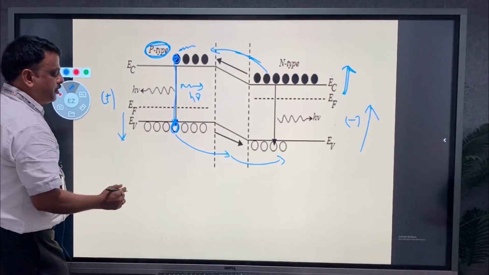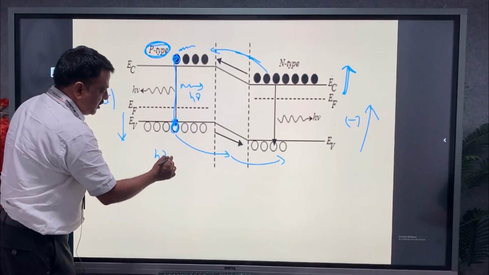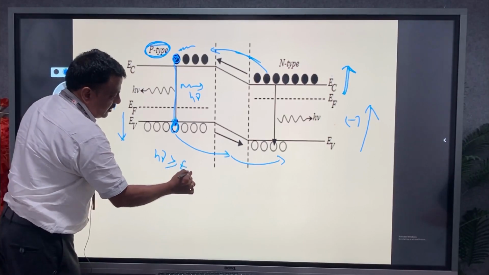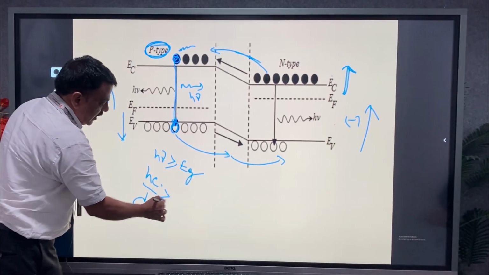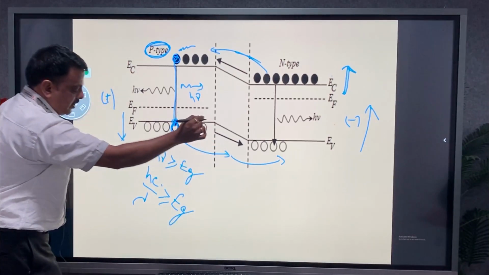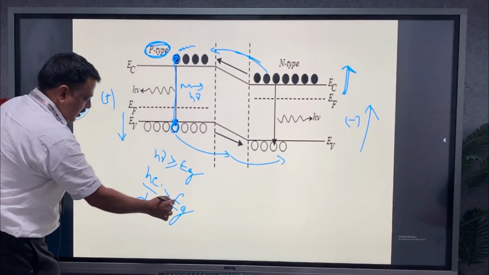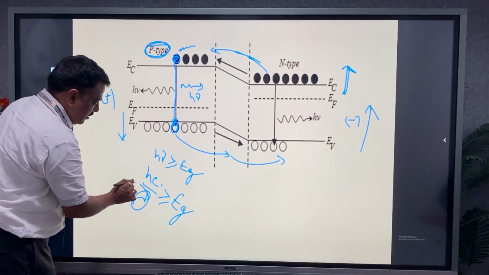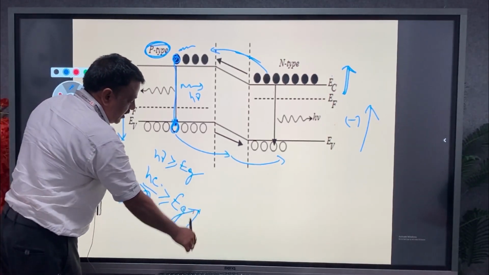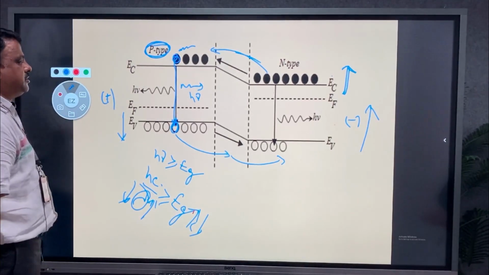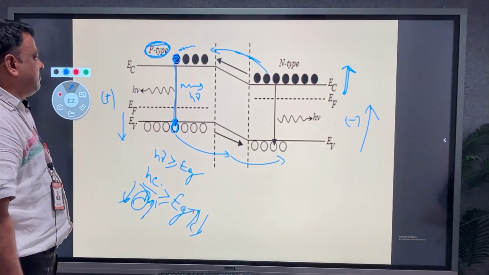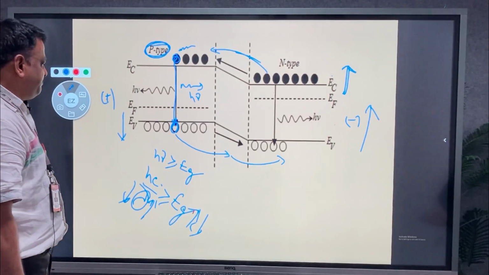Here h nu is equal to Eg, or greater than or equal to Eg. That is, h nu is greater than or equal to Eg, and hc by lambda is greater than or equal to Eg. Here the energy gap purely depends on wavelength. If the wavelength decreases, the energy gap increases. If the energy gap decreases, the wavelength increases. This is the energy level diagram of the LED.